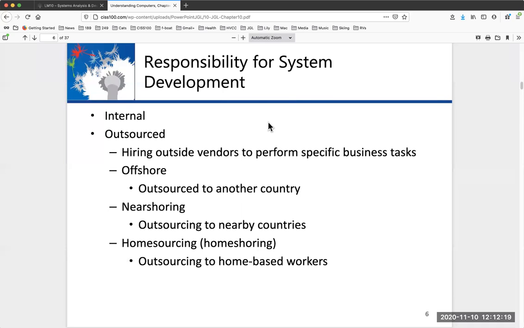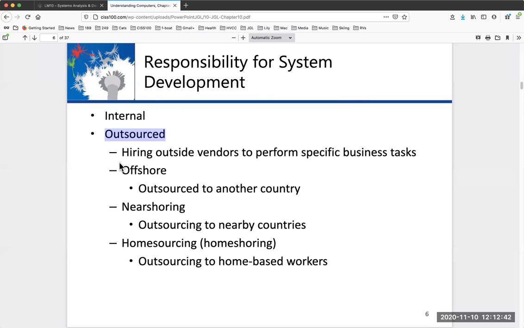Smaller organizations may not have the resources. Maybe their people are doing critical things and they can't spare any time, or maybe they just don't have that expertise, at which point you need to do it out of house, okay, externally. So when we look at external development or management of this SDLC, we're outsourcing.